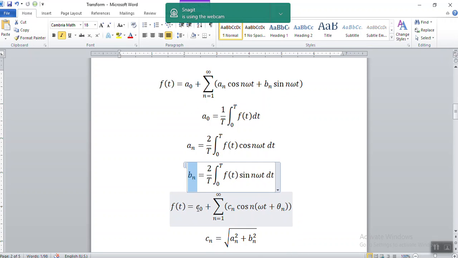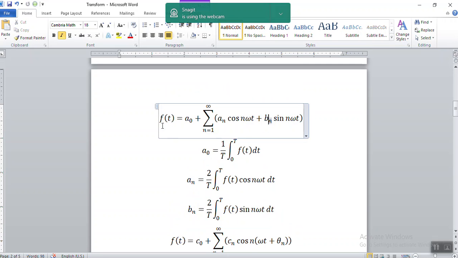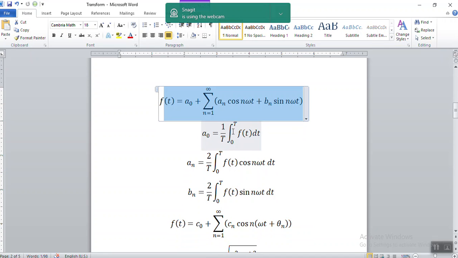Next, as you see in this definition of the Fourier series expansion, there is no phase term. So, the signal can also be employed with a phase term.